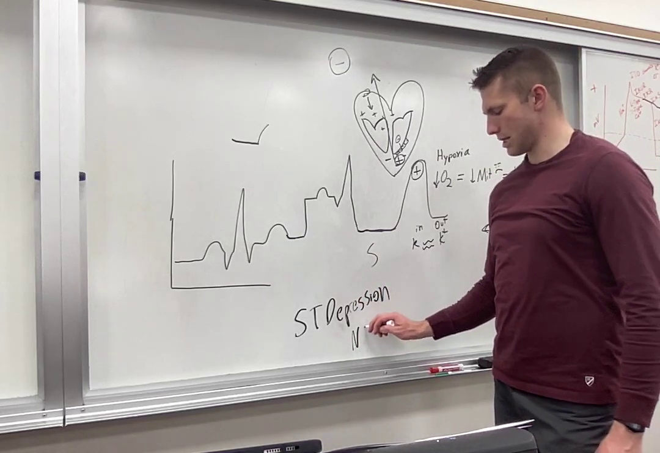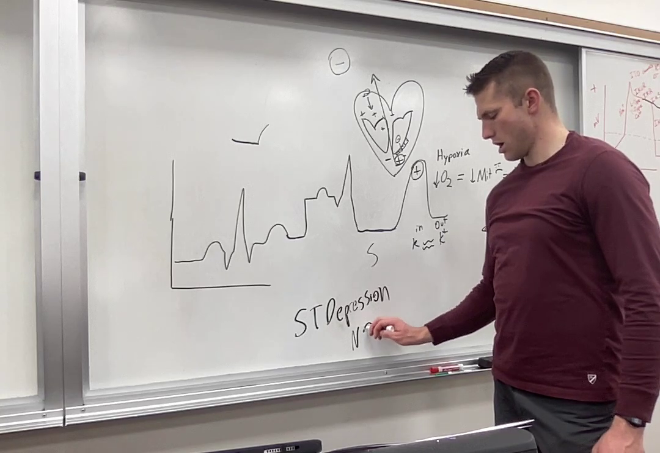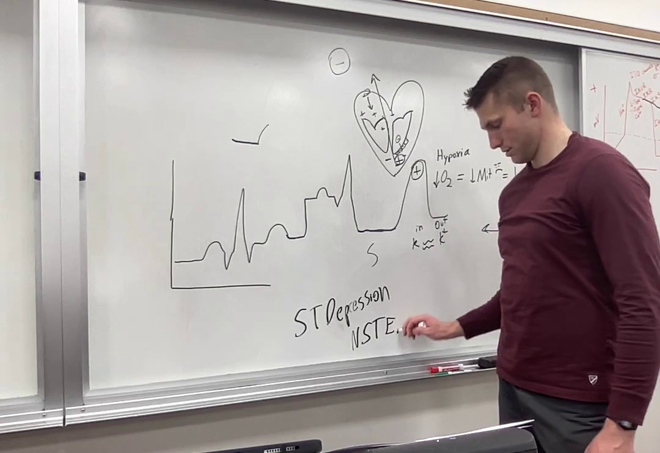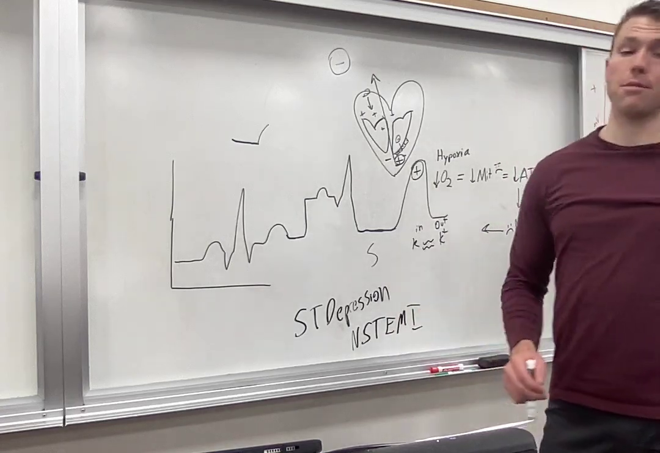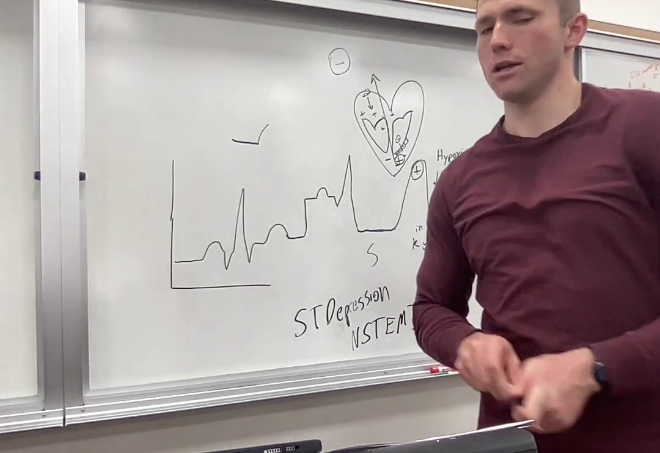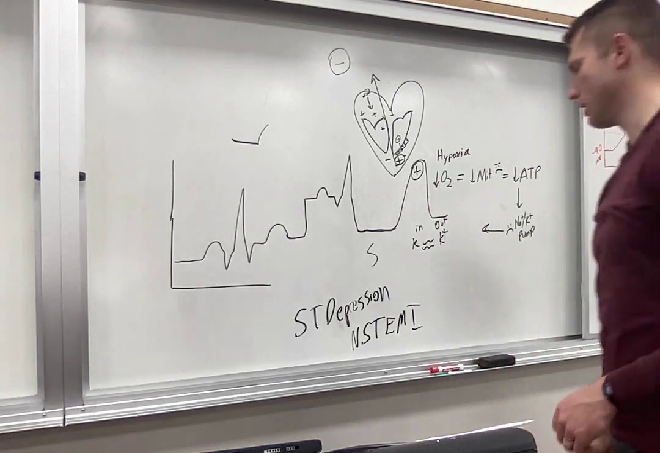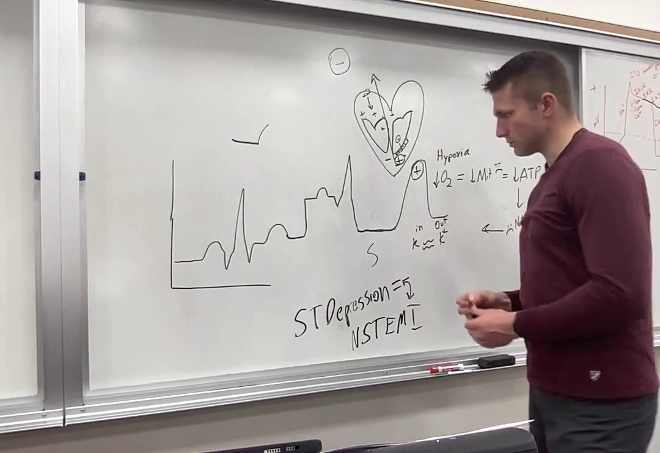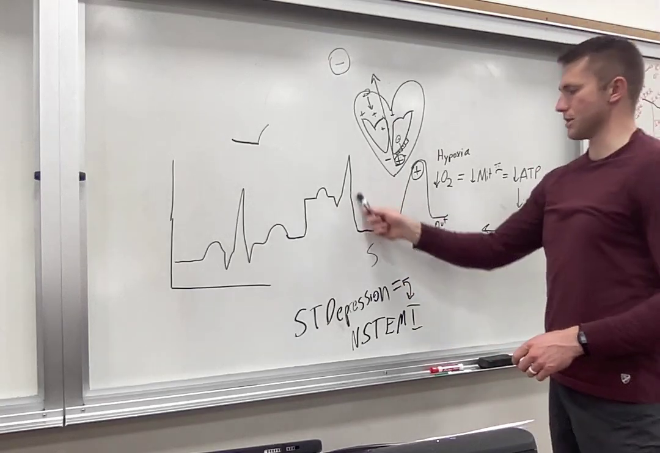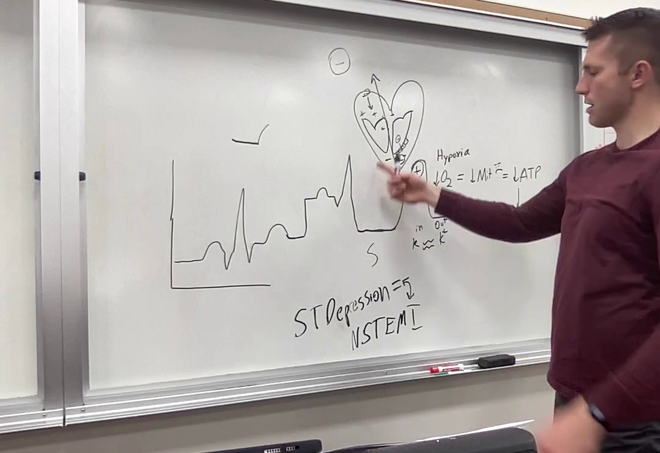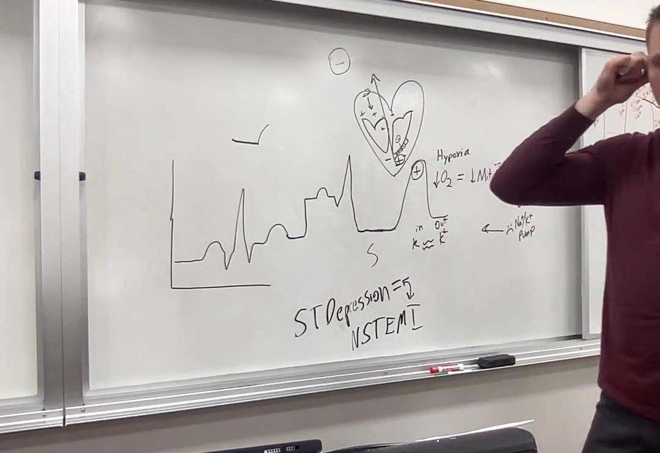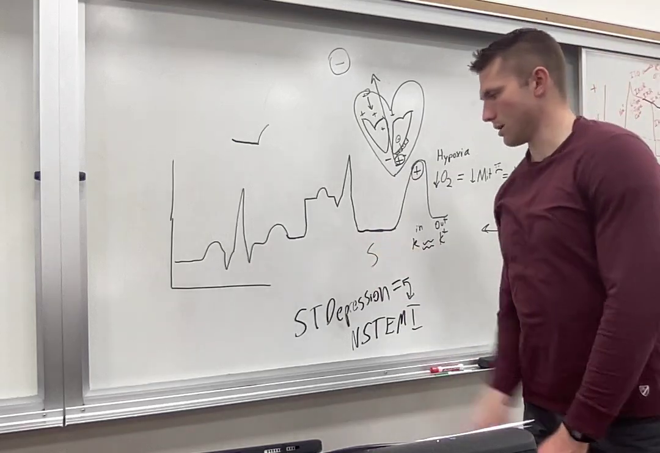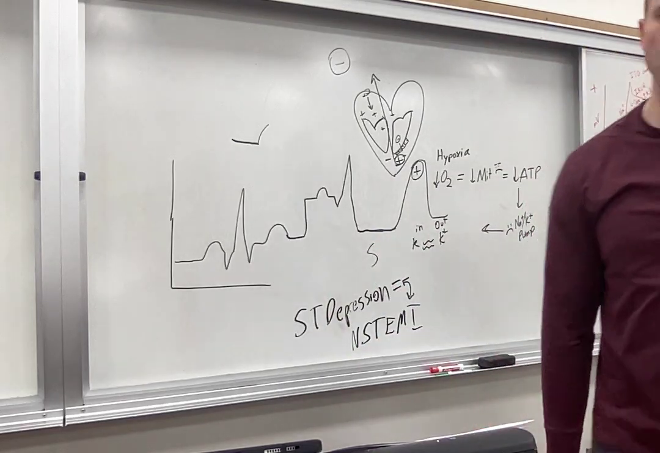Or we also say that it is a non-ST elevation. Then we're going to stick MI onto it because it's myocardial infarction. So these two are the same thing. We can recognize it because there's a really big dip in the S wave with a higher T wave, and this absence of the normal dip in the S wave.